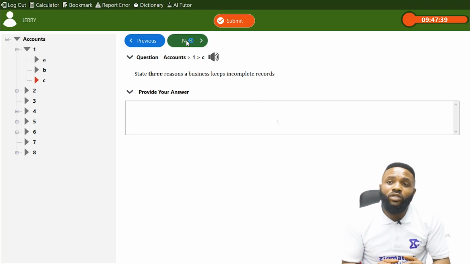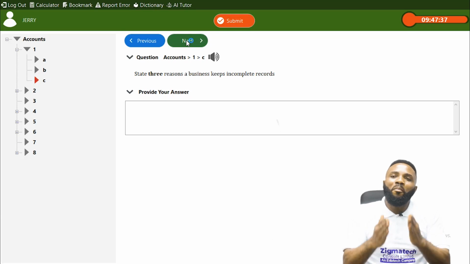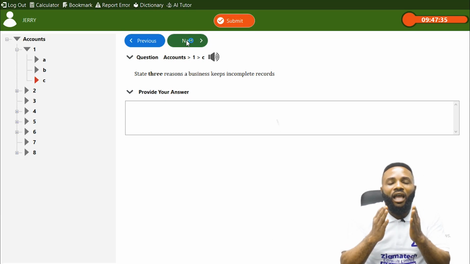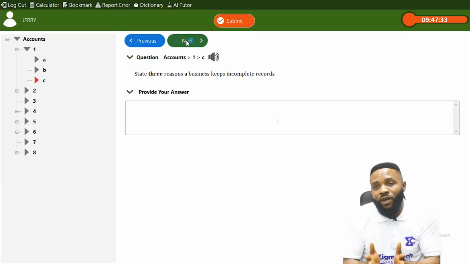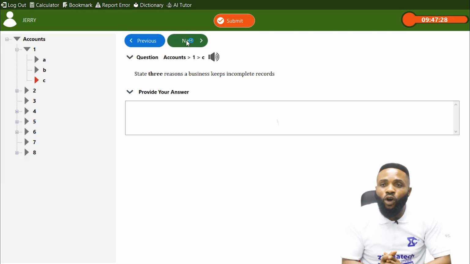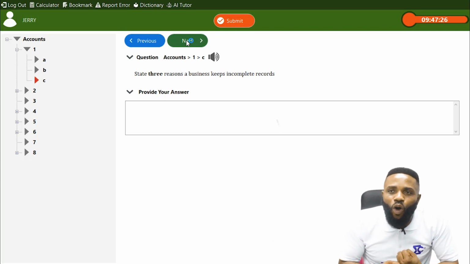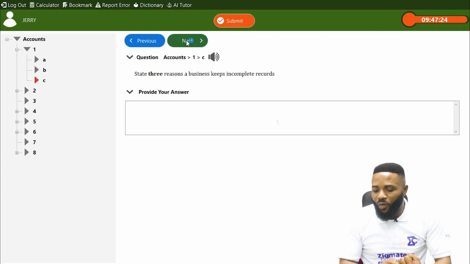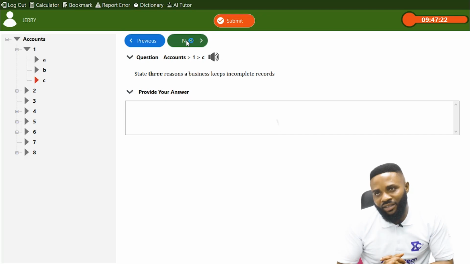They may want to do that because it takes money to maintain double entry principle books of account. If you don't have the necessary resources, it will be difficult. So one of the reasons is what we call lack of resources. Number 1 is lack of awareness.